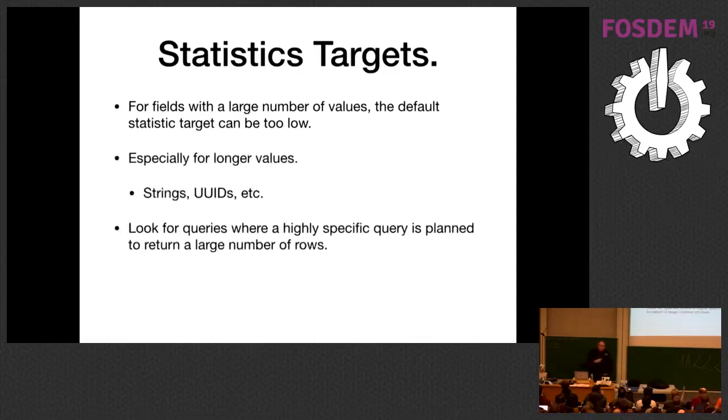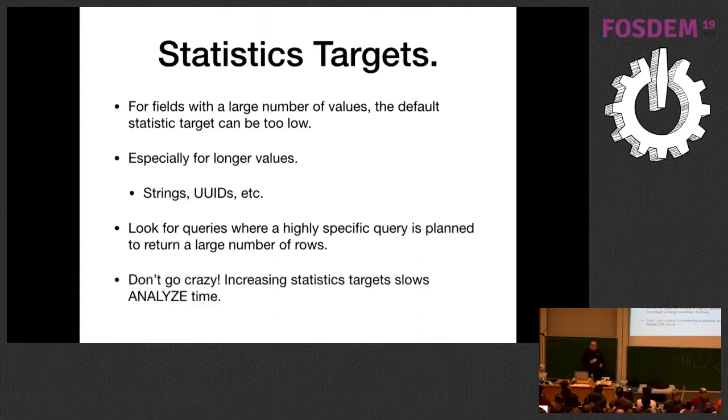So look for queries where a highly specific query is planned to return a large number of rows. For example, you're querying against a field that's a UUID. It's not a unique field, but you're querying a specific UUID, and you know that only like 7 or 8 rows will come back, but the planner thinks, I don't know, 25,000 rows will come back. That's usually because the statistics on that field need to be bumped up. Don't go crazy, though. Just don't set your default statistics target to 10,000 in postgresql.conf, because we will all be dead before your analyze completes.